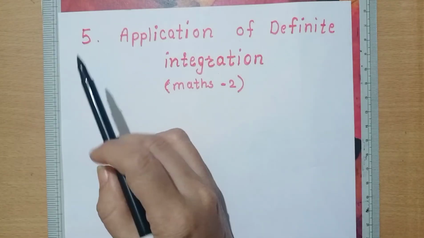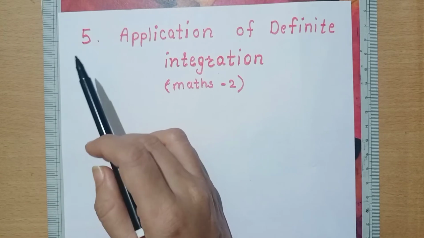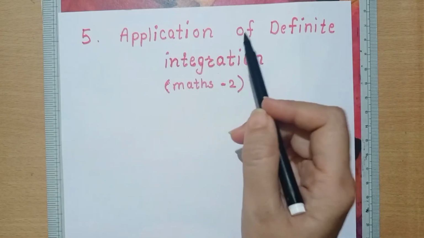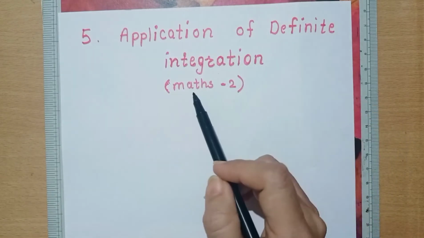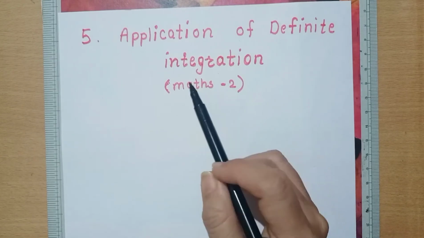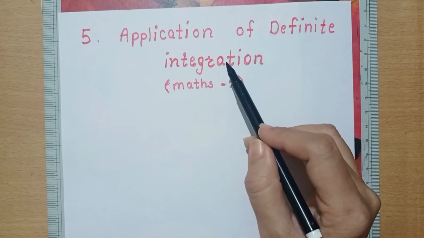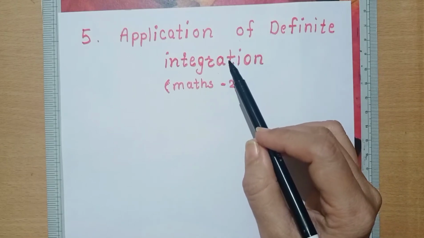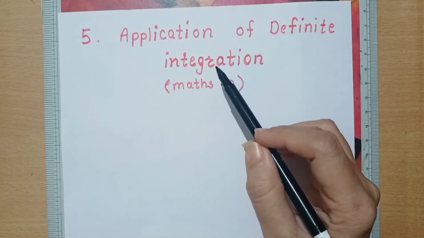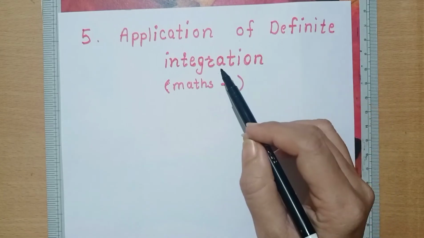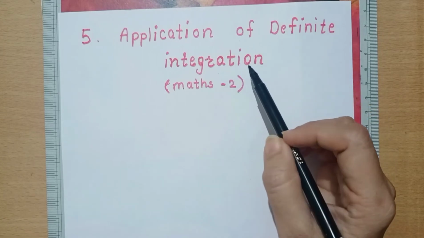Hello students, today we are going to start our fifth chapter, Application of Definite Integration from Maths 2. And here again we will revise the definition of definite integration which we have seen in the first video of the previous chapter. That means definite integration as a limit of sum.